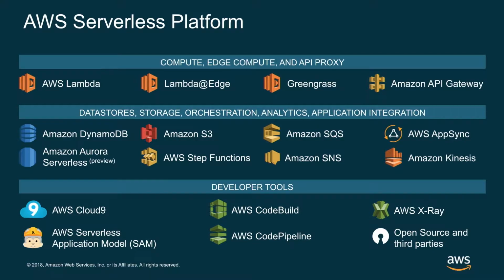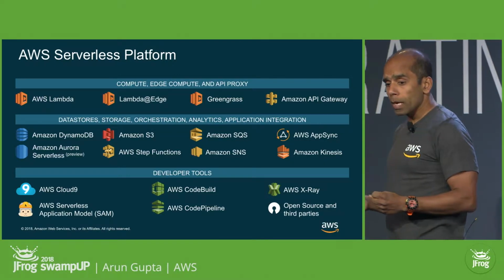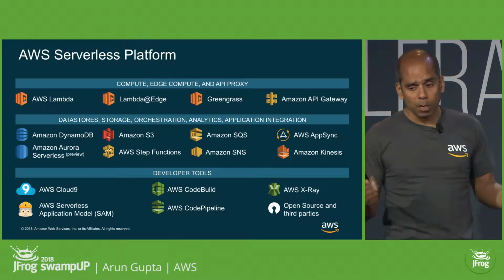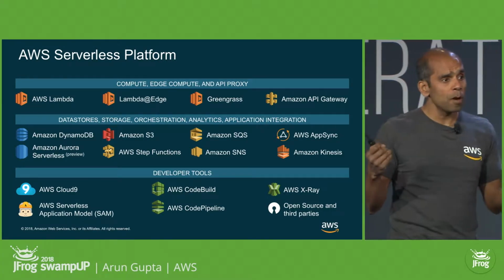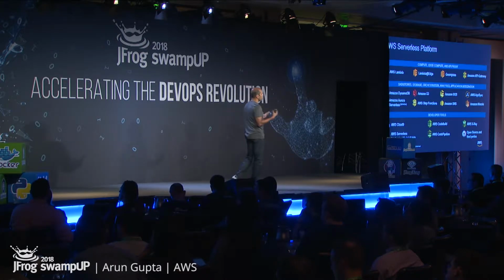AWS, in that sense, has a very mature and very rich platform for building serverless applications. I'm not going to go through the complete list here, but essentially what it gives you is a platform for building your mission-critical applications with a seamless deployment and DevOps story.